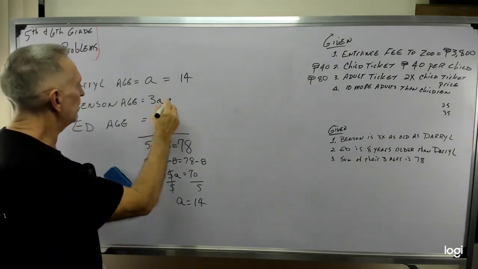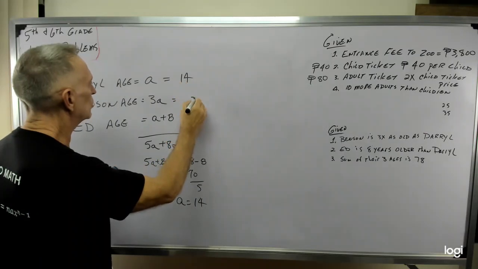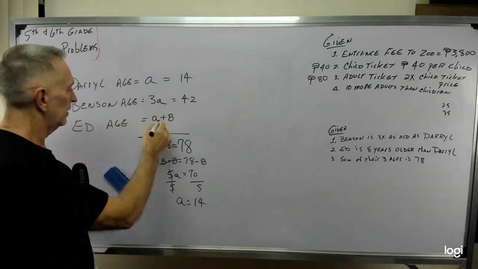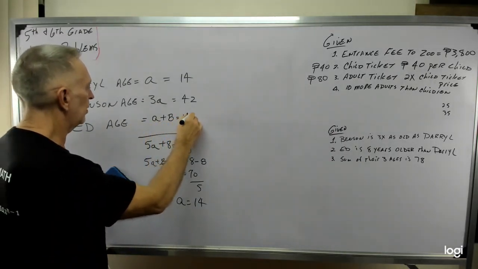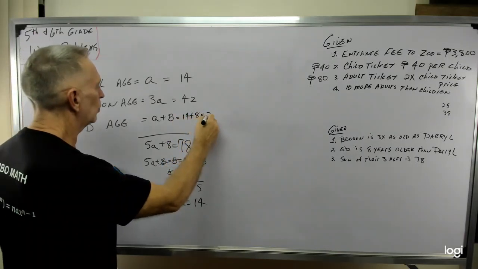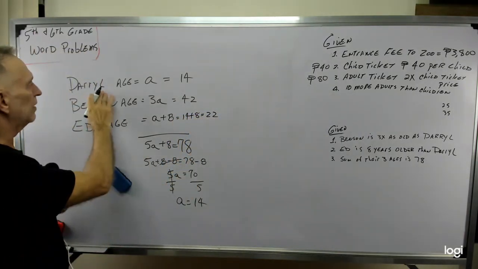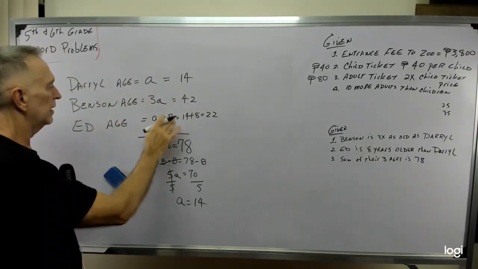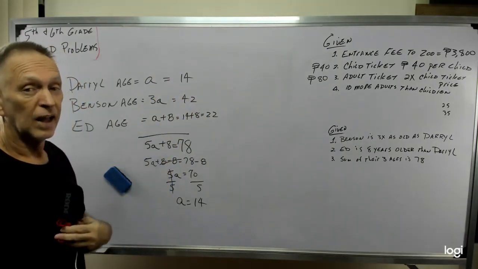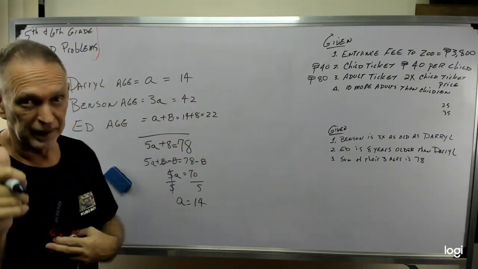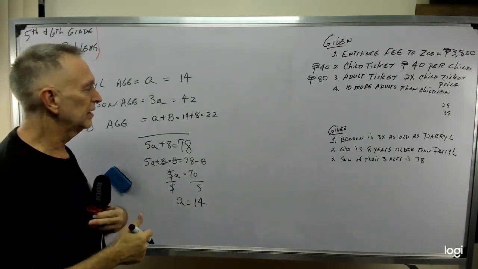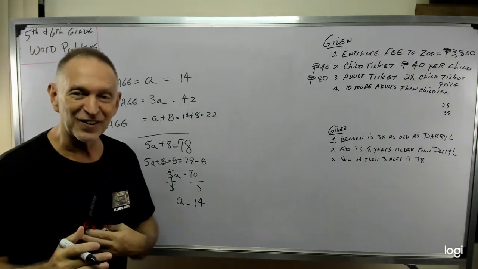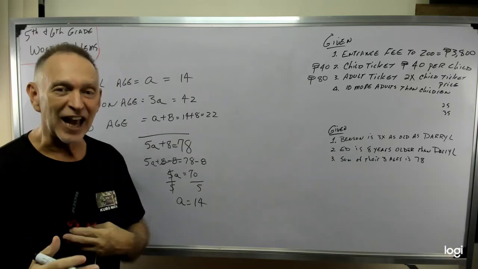Okay, we have 3 times 14. 3 times 4 is 12. 3 times 1 is 3. So he's 42. Okay? This one is 14 plus 8. That is 22. So Daryl is 14, Benson is 42, Ed is 22. That's a cool 5th grade problem. Like I said, Philippines is rocking, man. Good stuff. Okay, so that was the fifth grade Philippine challenge.